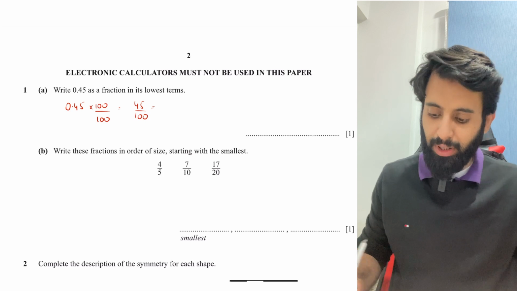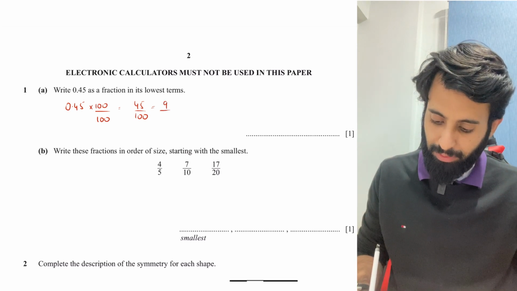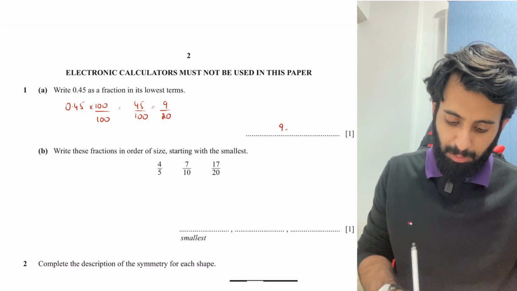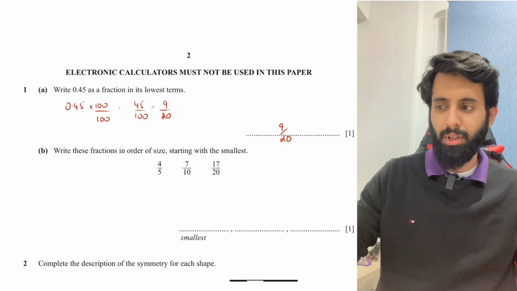Which you can simplify using the table of 5. So 5 9s are 45, 5 2s are 10, and that means now you're looking at 9 upon 20, and that's your final answer. That's one free mark that's in the bag.